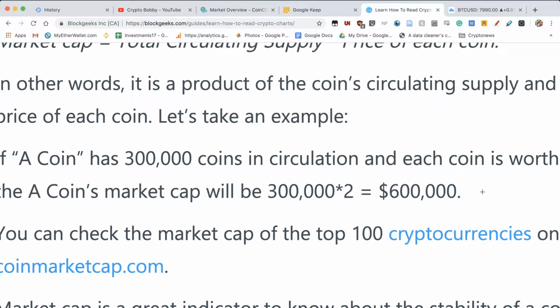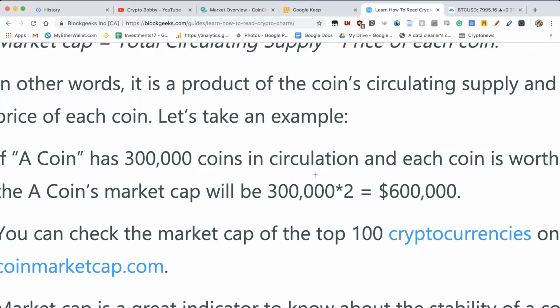Now, an important thing to note, and I've noticed it a few times, is that the market cap is not a representation of how much money is in the market. Think about that for a second. The market cap is not a representation of how much money is in the market. It's a representation of the valuation of a coin based on its price and circulating supply.